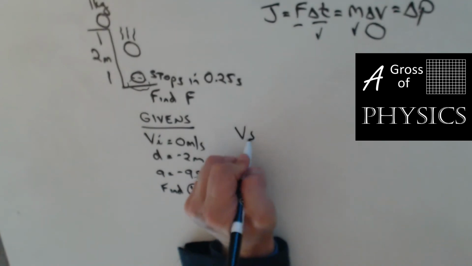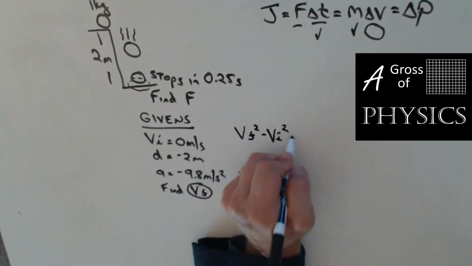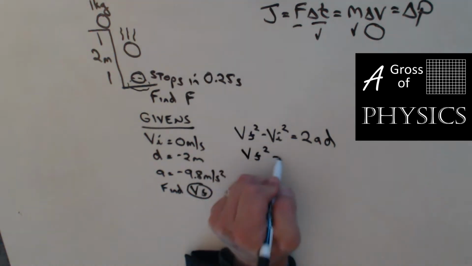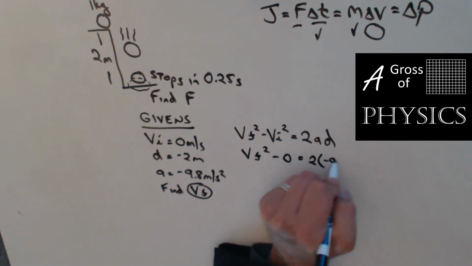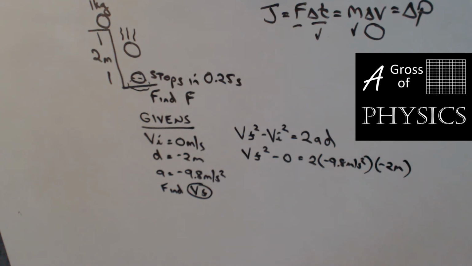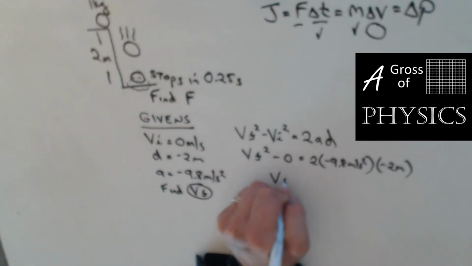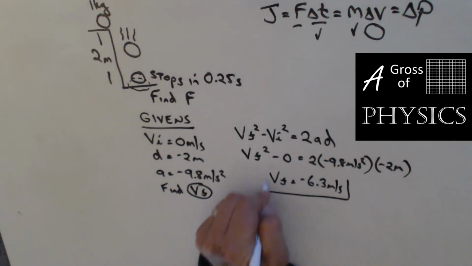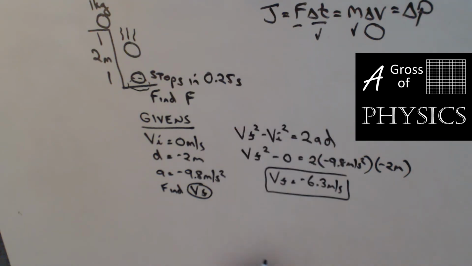So, Vf squared minus Vi squared equals 2ad. Vf squared minus 0 equals 2 times -9.8 times -2. So let's use the calculator. 2 times 9.8 times 2, 39.2. Take the square root, and you have 6.3 negative meters per second.